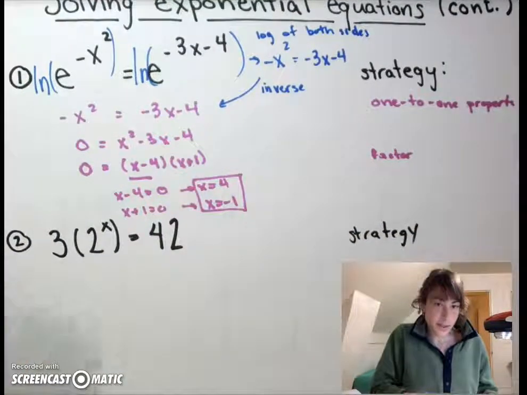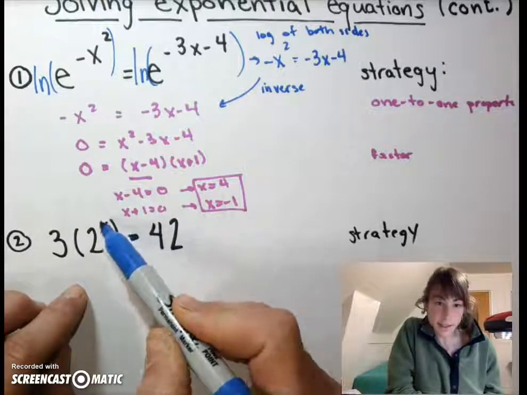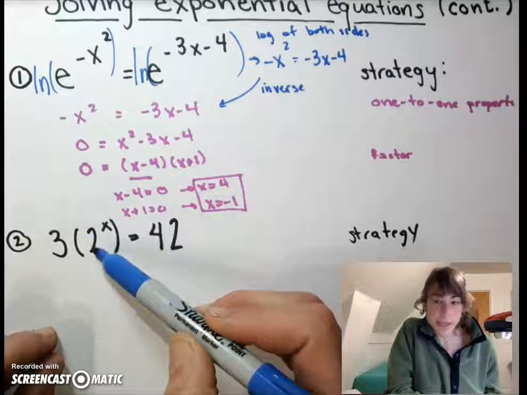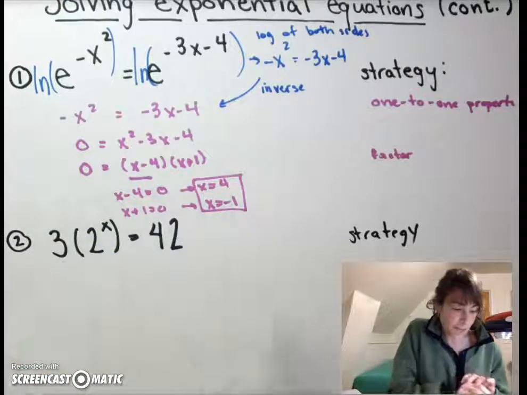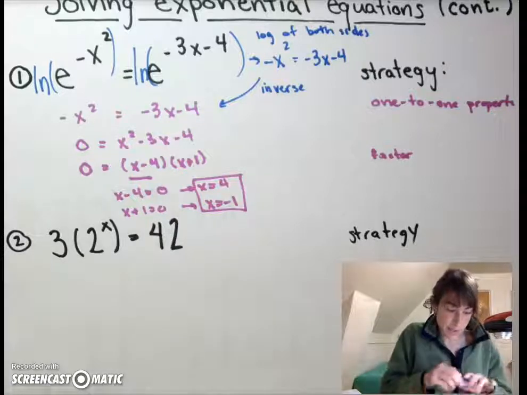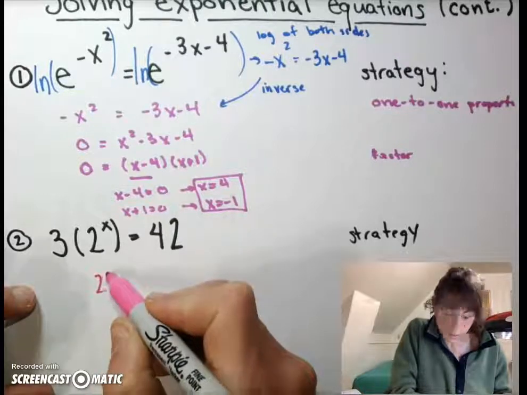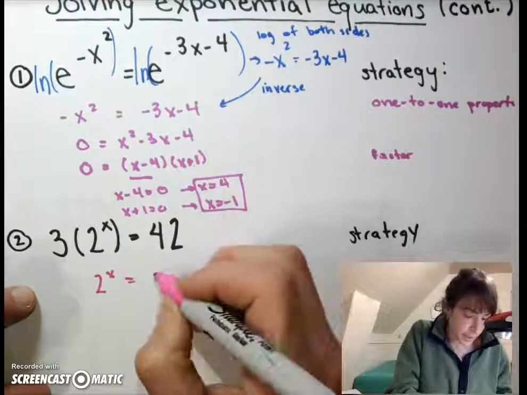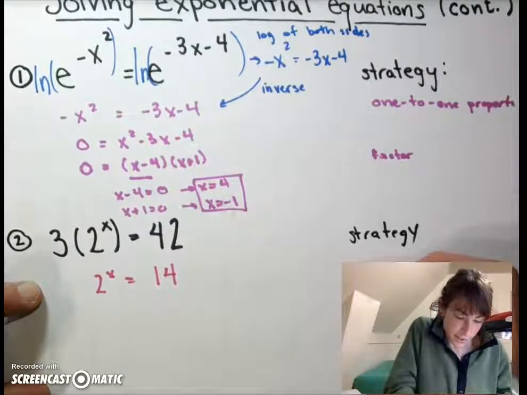Okay, so in this next example, I'm trying to get at this x in the exponent. The 3 is sort of in the way, and the 2 is the base of the exponent, so I can't do anything with that right now. So my first step is going to simply be to divide both sides by 3 to get that 3 out of the way. So I'll have 2 to the x equals 42 divided by 3 is 14. So all I've done is divide by 3.